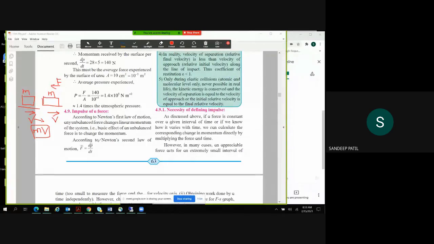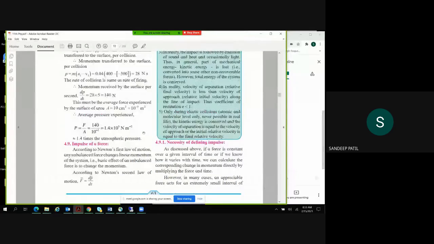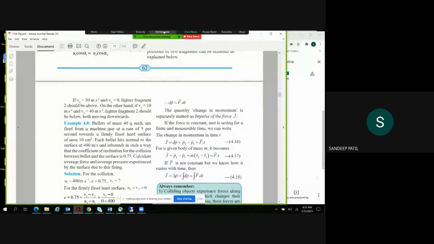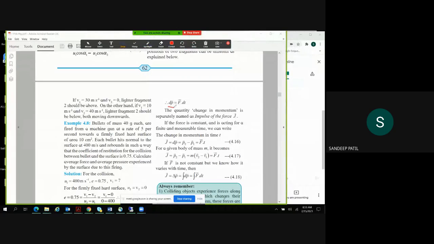According to Newton's second law of motion, force is nothing but change in momentum. So this force they have tried to equate with the change in momentum. Same formula we will use. This dp, the change in momentum, is nothing but force into time. The quantity change in momentum is separately named as impulse of force, J.